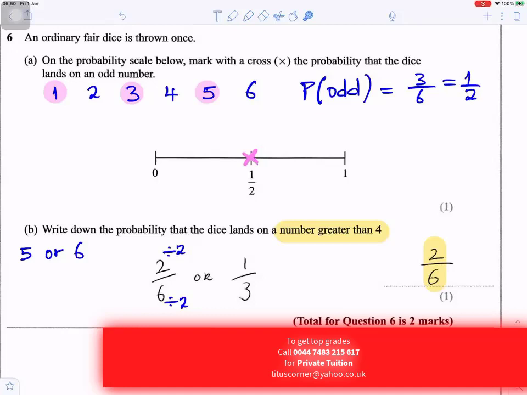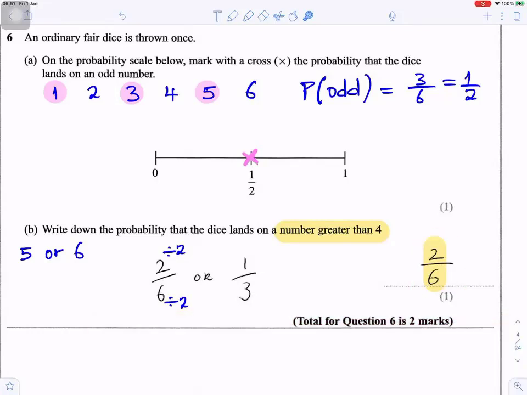Part B, write down the probability that the dice lands on a number greater than 4. The number has to be bigger than 4. How many numbers are bigger than 4? 2 numbers. 5 is bigger than 4. 6 is bigger than 4. So there's 2 out of 6, which, dividing 2 by 2 is 1 and 6 by 2 is 3, gives 1/3. So the probability is 1 over 3, or you can write it as 2 over 6.